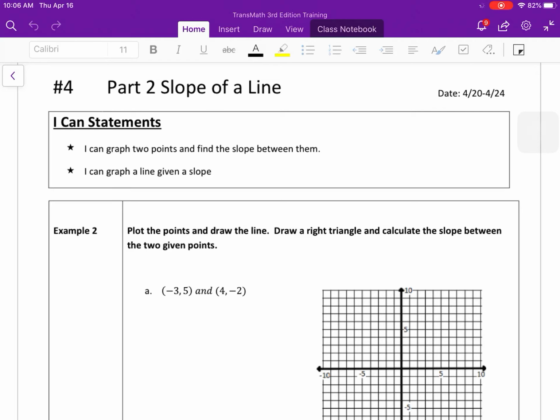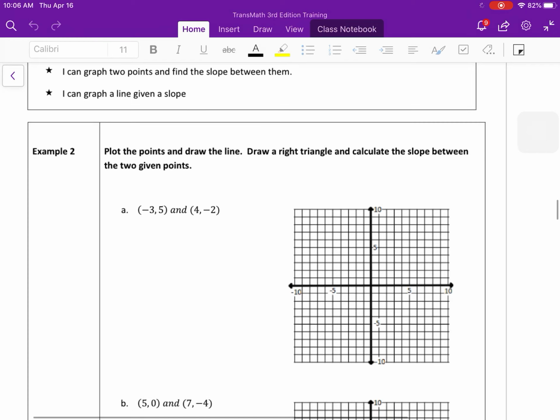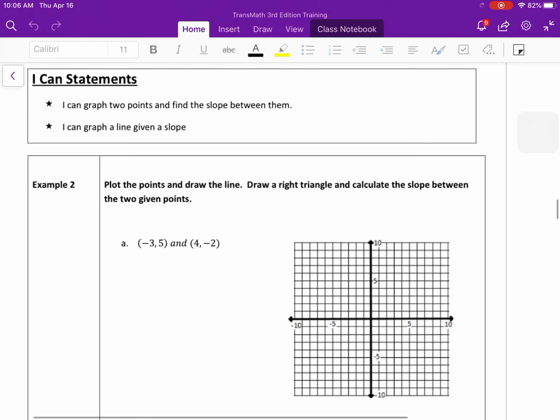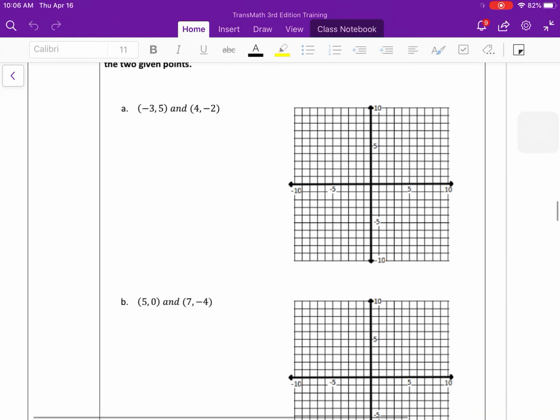Today we are doing part 2, slope of a line. You're going to plot the points, draw the line, and then use the right triangle method that we learned in the last video to calculate the slope between the two given points. So we'll start out with the first example here.